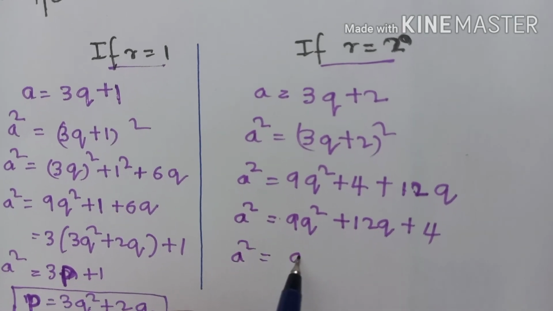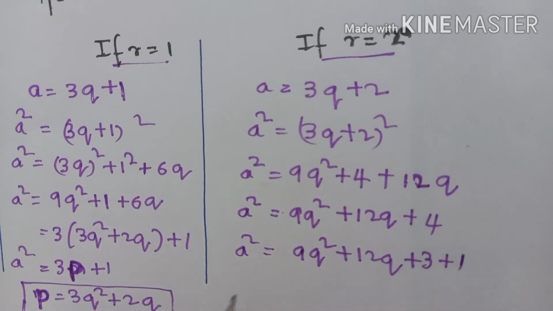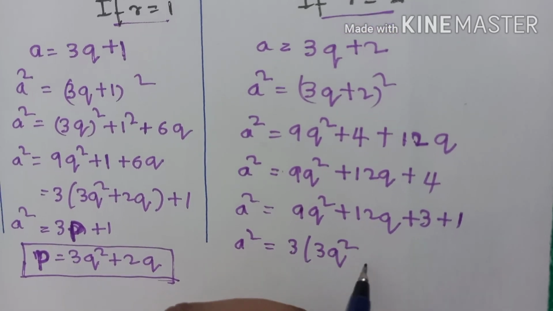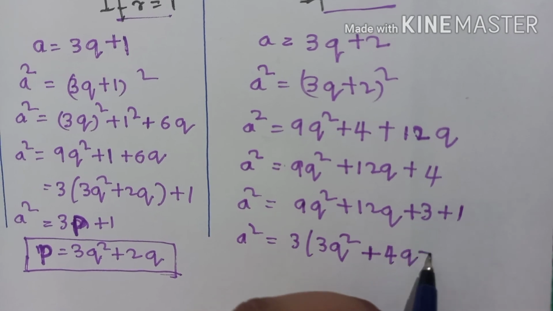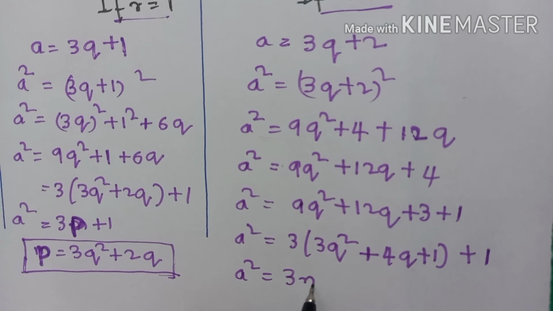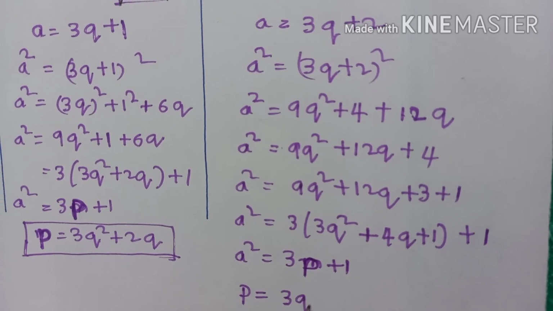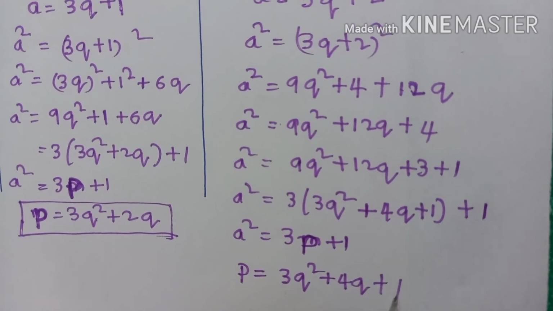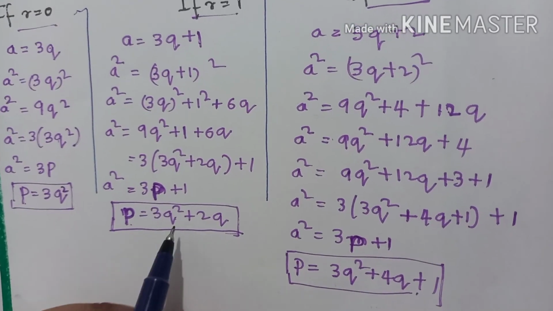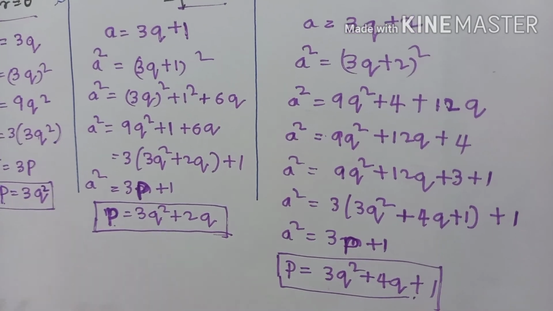Now we can write the 4 as 3 plus 1, so 9q square plus 12q plus 3 plus 1. Here we can take 3 common: 3 times 3q square plus 4q plus 1, plus 1. So here a square is equal to 3p plus 1, so p is equal to 3q square plus 4q plus 1 in this situation. Now we have got three situations: p is equal to 3q square, here p is equal to 3q square plus 2q, and here p is equal to 3q square plus 4q plus 1.